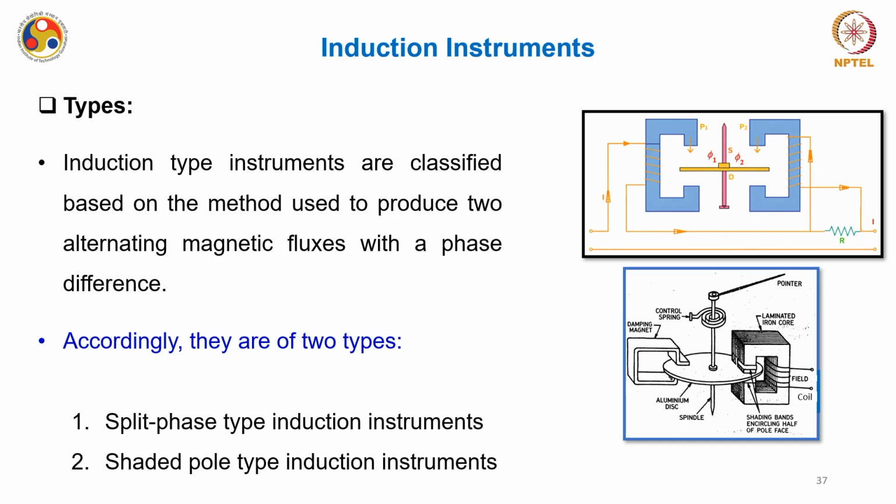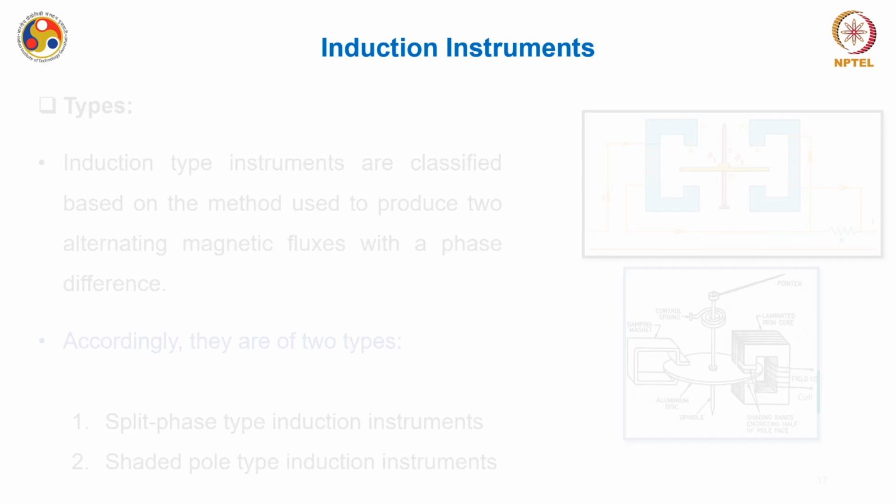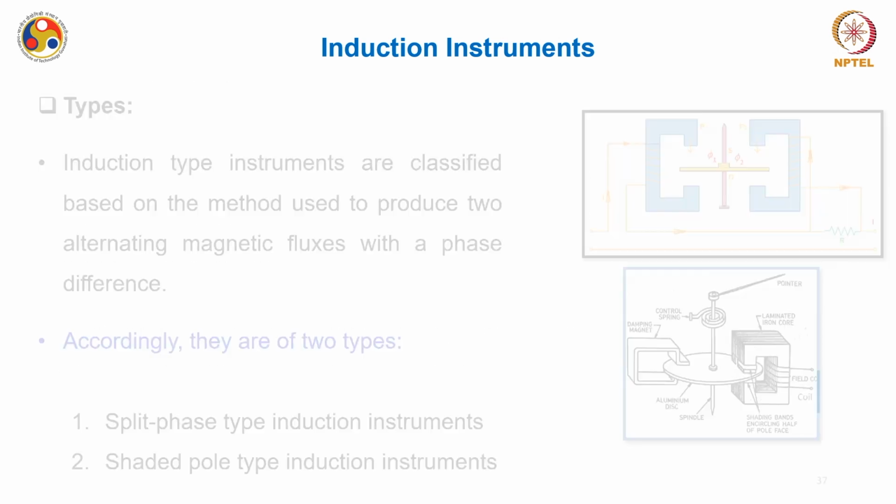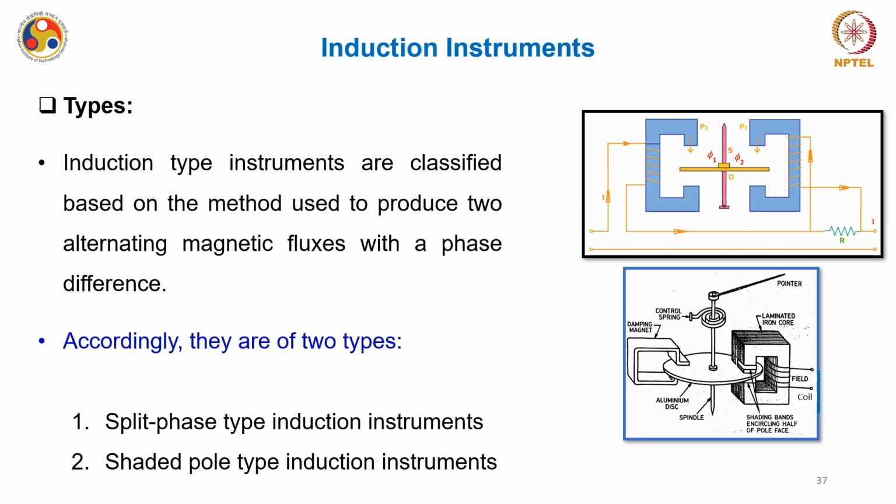Induction type instruments are classified based on the method used to produce two alternating magnetic fluxes with a phase difference, which is the essential requirement for the induction instrument to work. Accordingly, there are two different types of induction instrument. First is the split phase type induction instrument, and the second is the shaded pole type induction instrument. Let us see what the split phase type induction instrument is.